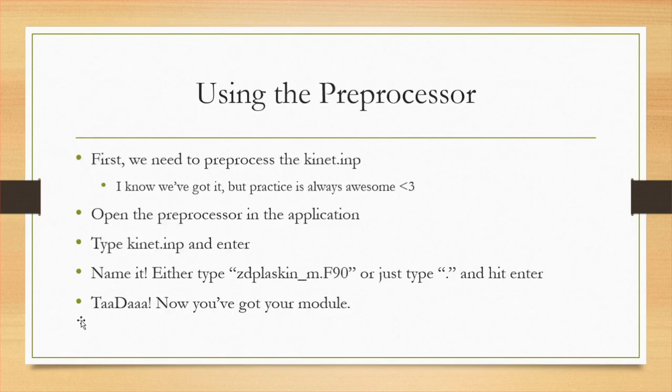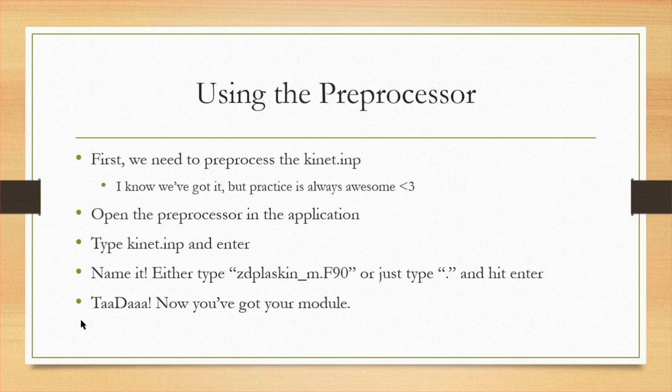Next up, I'm going to show you guys how to use the preprocessor. This is the application used to convert the connect.inp into the ZDPlaskin module. I know it's already included, but it's always helpful to practice. So open up that application and type connect.inp and hit enter. If you have no errors pop up, you should be able to name it.